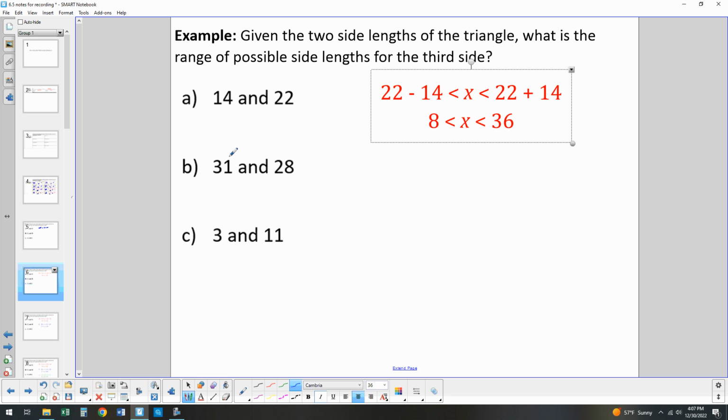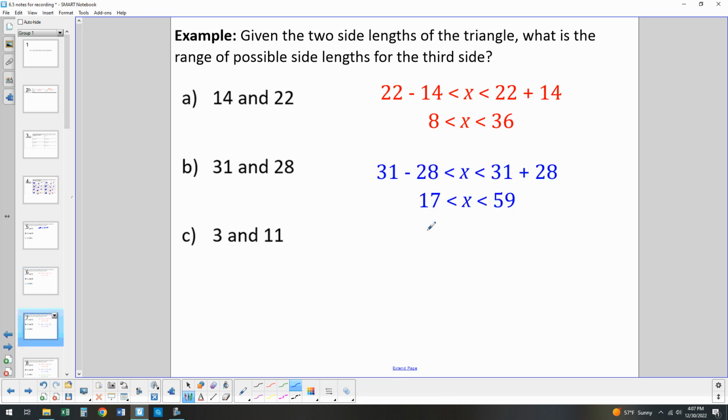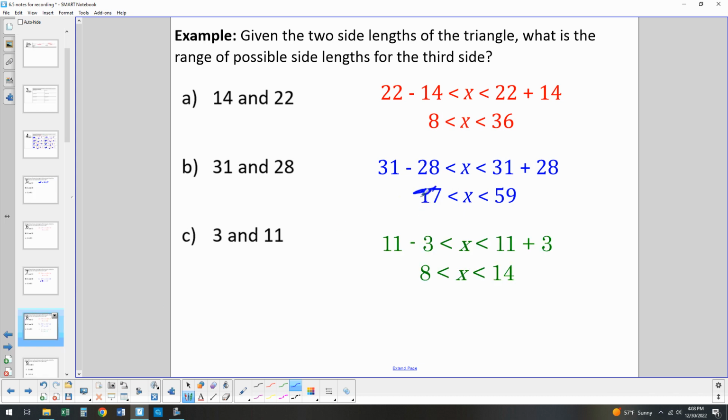So we do that for the next one, 31 and 28. The difference between 31 and 28 is 3. And the sum of 31 and 28 is 59. So our third side could be bigger than 3, but less than 59. All right, for 3 and 11, if I subtract them, I get 8, and if I add them, I get 14. So my third side has to be between 8 and 14.